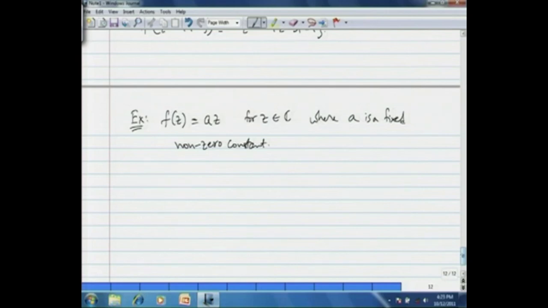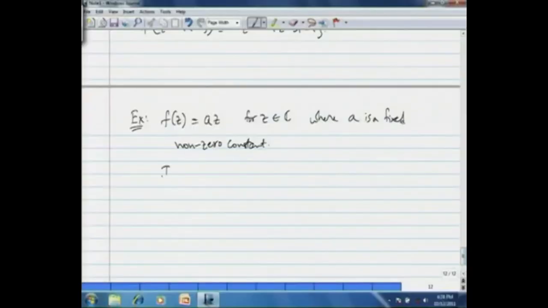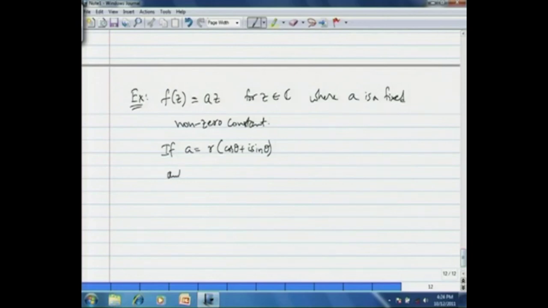So, f multiplies a given complex number z with the fixed complex number a. For visualizing this function, it is better that we use polar coordinates. So, if a is written as r times cosine theta plus i sine theta, and z equals some rho times cosine phi plus i sine phi, then f of z is going to be rho r times, as we saw earlier, cosine of theta plus phi plus i times sine of theta plus phi.